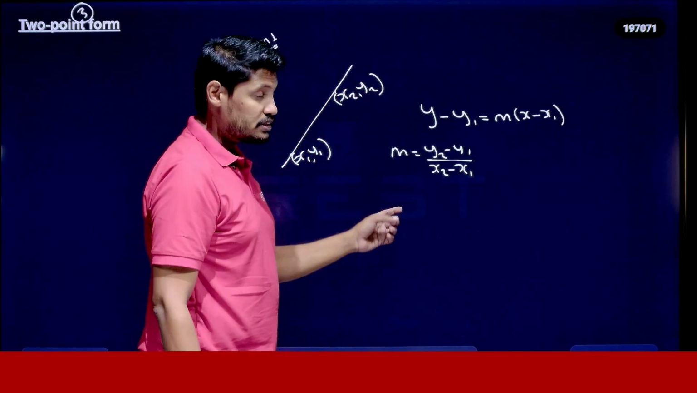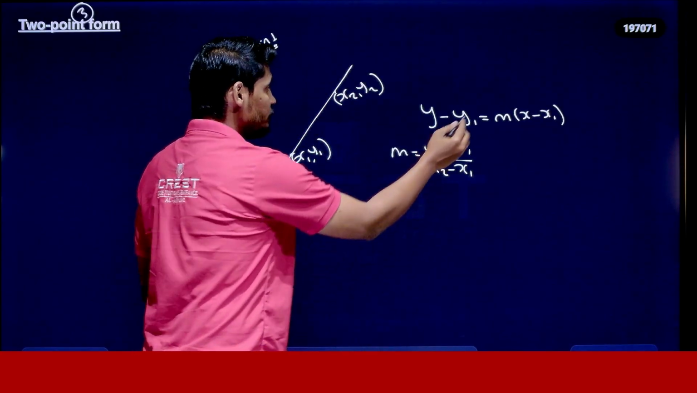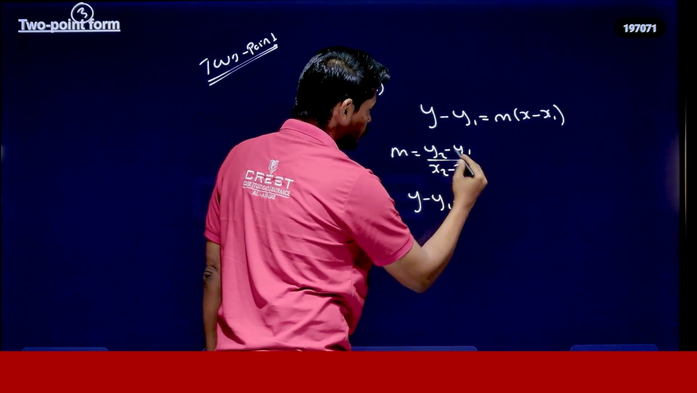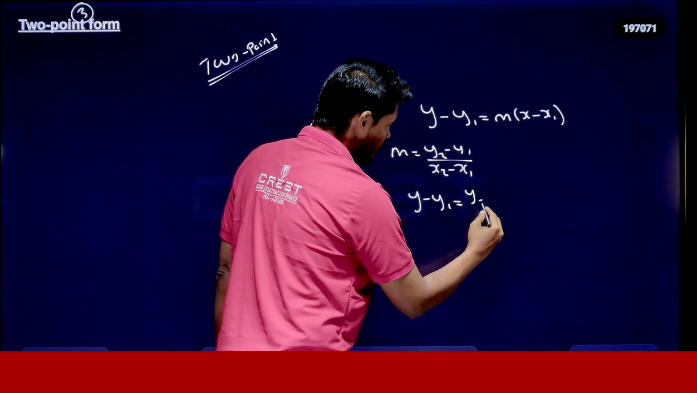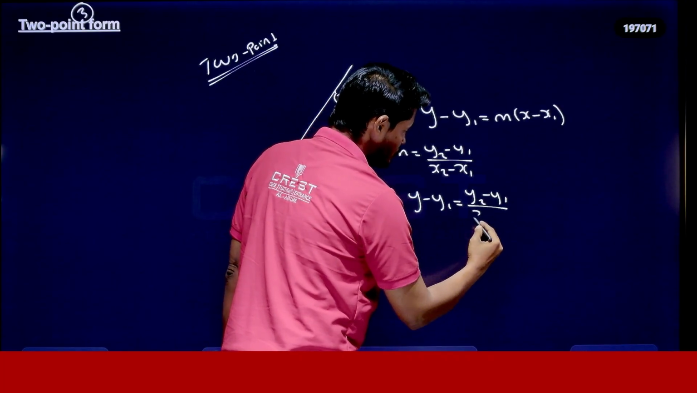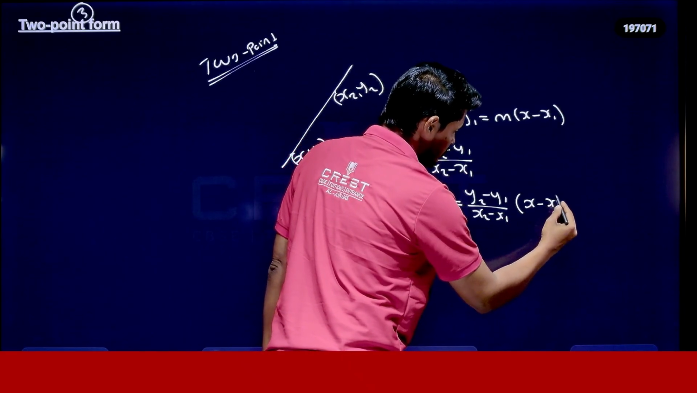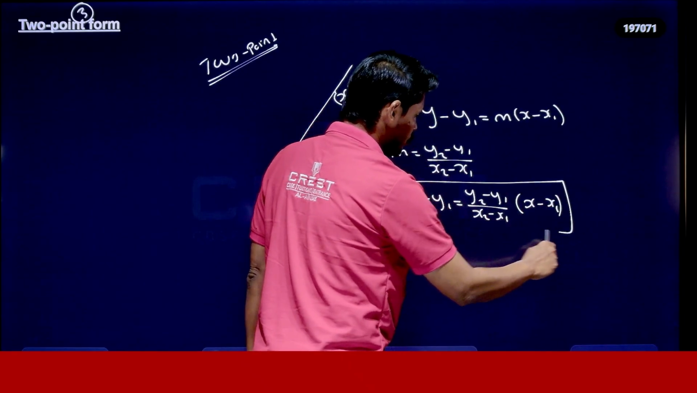So instead of this m, we can write y minus y1 equal to, instead of m, we can write y2 minus y1 divided by x2 minus x1, and we have x minus x1. This type of form is called two-point form.